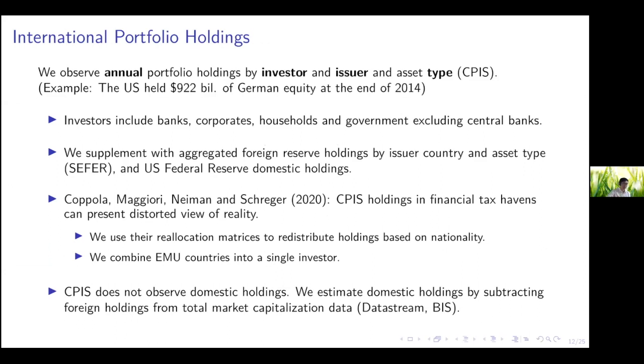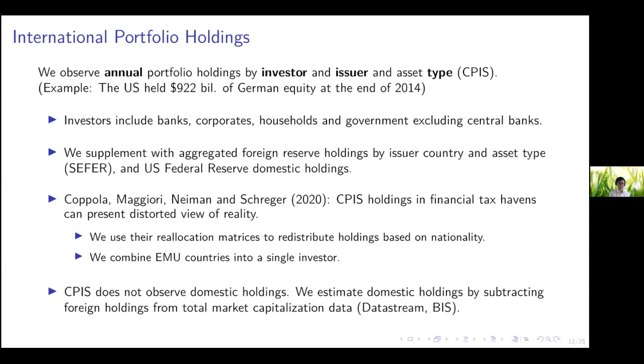So we're supplementing the CPIS with another IMF survey called CFR. And the CFR data basically is going to give us aggregated foreign reserve holdings by issuer country, but doesn't split things out. So we know that on aggregate, central banks held some US debt, but we're not saying that, like, Chinese central banks held US debt.